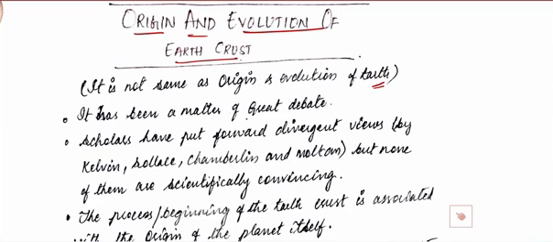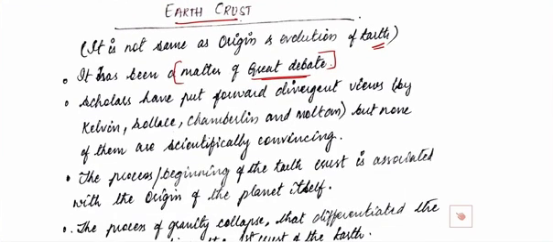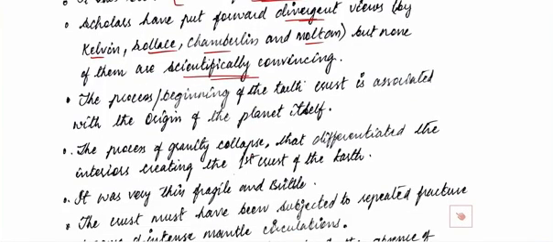It has been a matter of great debate, because we don't know when Earth evolved, and there is no better prediction, or there is no scientific proof of how Earth evolved. So this is a great matter of debate. Large numbers of scholars came with divergent views, like Kelvin, Soles, Chamberlain, and Moulton. They came with different kinds of views, but none of them are scientifically convincing.